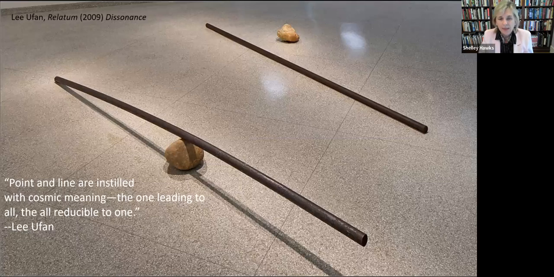And here is another of his assemblages of plain objects, two rocks, two metal rods. One pair the artist positioned touching each other, the other pair he's separated. So one pair leans on each other, the other is dissonant. He said, point and line are instilled with cosmic meaning, the one leading to all, the all reducible to one. And Shitao had similarly said, first delineate the one, then all things can be distinguished.